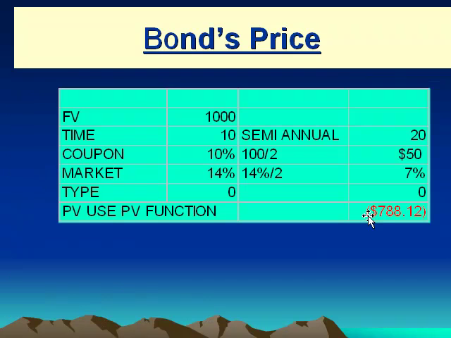So the way you're going to do it in Excel again, present value, future value is 1,000, time is now semi-annual, and the number of periods is 20. Coupon payment per period is $50 because it's twice a year. Annual rate is 10%, so half of the year you'll receive $50, plus 50 is 100. And the market rate is 7% per period. So you're going to discount it at 7%, and that'll give you the present value of 788.12.